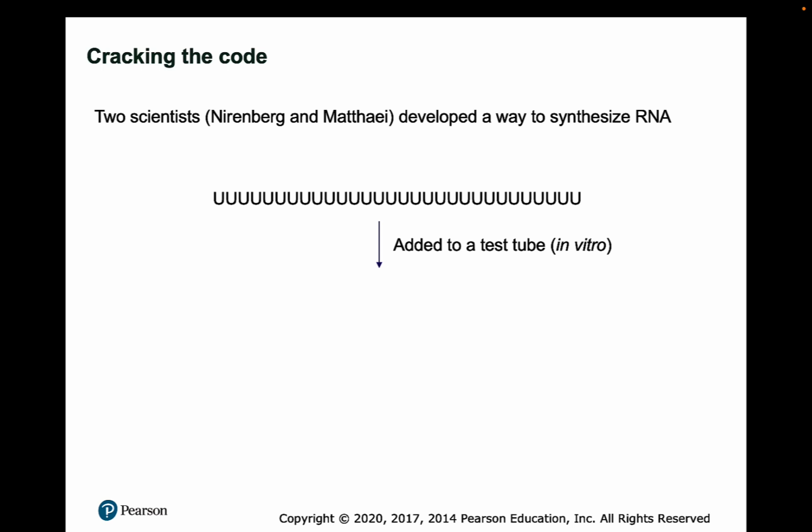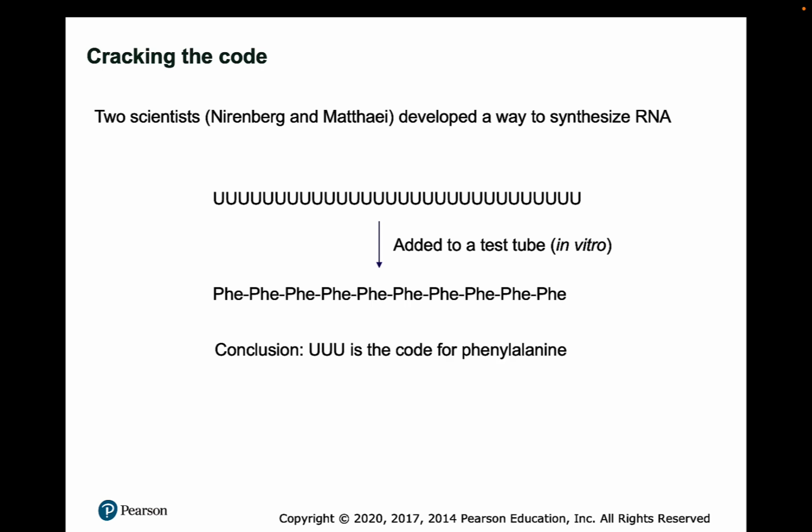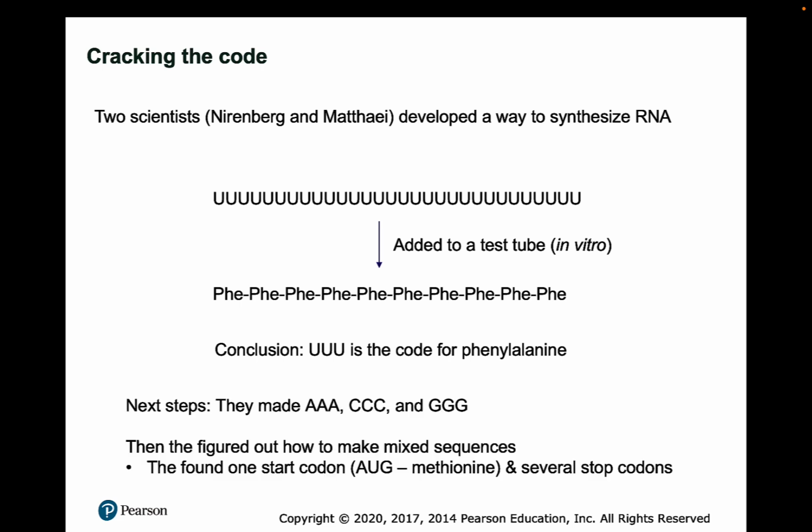And they could synthesize it. The first RNA that they synthesized was this polymer of uracils. They added this to a test tube with ribosomes and the machinery you needed to make proteins. And what they got out was a polymer of phenylalanine. So their conclusion was that the triplet code UUU is the code for phenylalanine. And this was all very exciting. So they went on to make AAA, CCC, and GGG and figure out what amino acids they coded for.